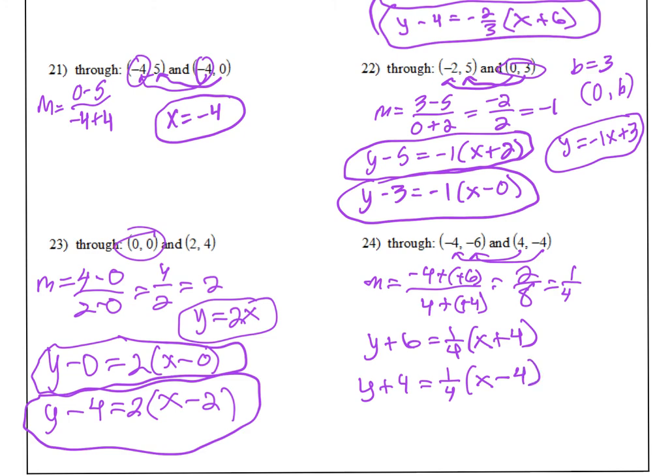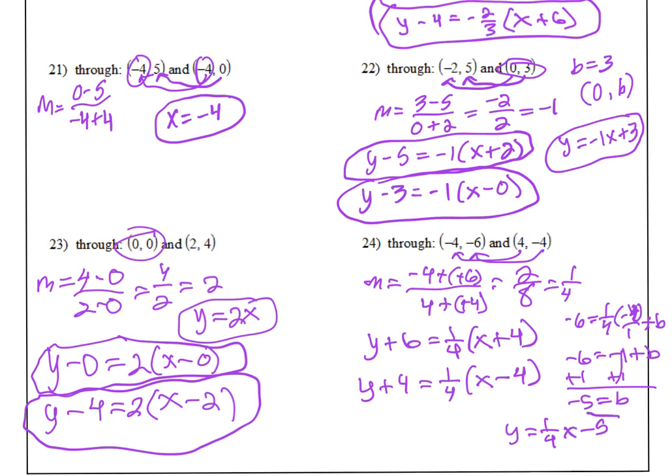And for slope-intercept form, I'll go ahead and use the first point and solve for b. So that's negative 6 equals 1/4 times negative 4 over 1 plus b. So that's negative 6 equals negative 1 plus b. So we add 1 and get negative 5. So y equals 1/4 x minus 5 would be the answer there.